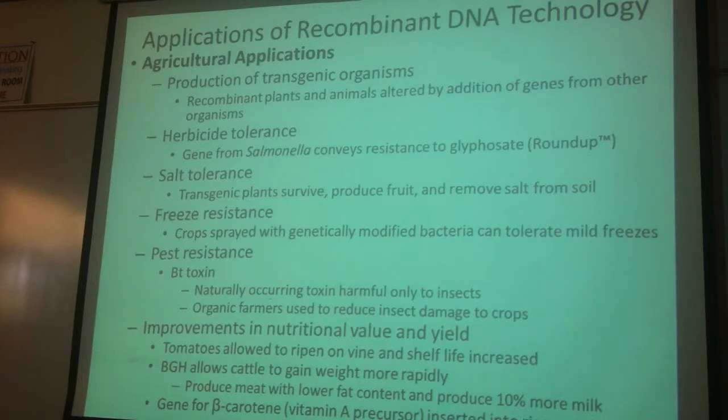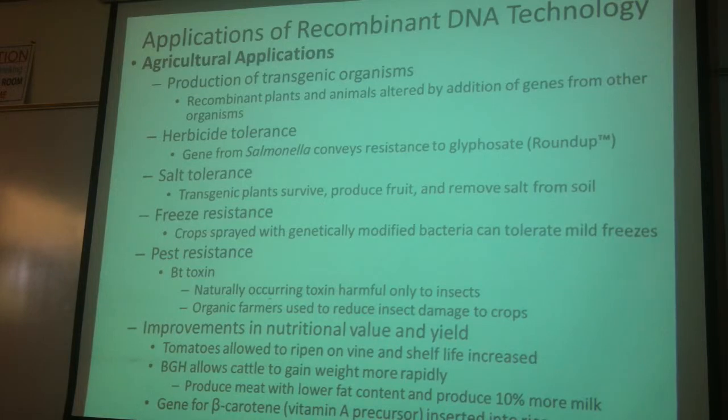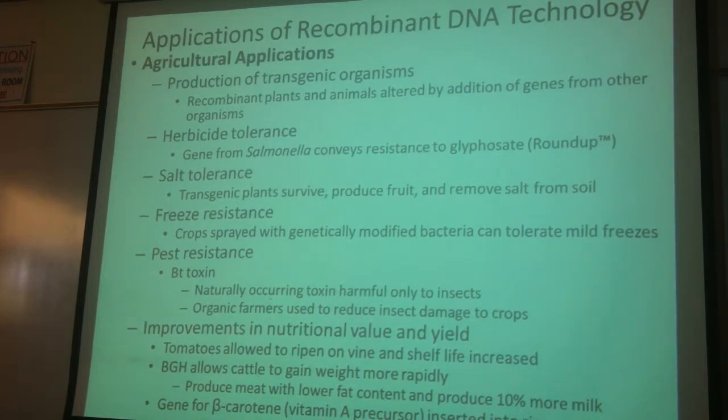Salt tolerance. This is a really big problem because as we water fields, if we go down to the layer, they end up bringing salt up, so we end up getting very heavily salted fields, or even just mineral deposits as you keep watering and the water evaporates and leaves all the minerals. So they were trying to come up with transgenic plants that can produce fruit and remove salt from the soil. This was something that was actually done at UC Davis.